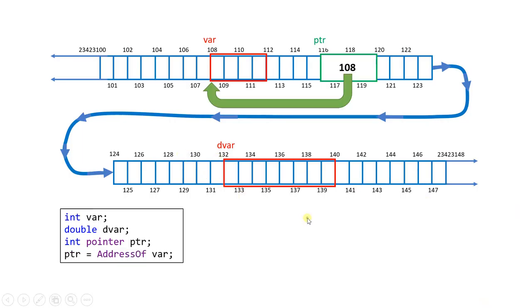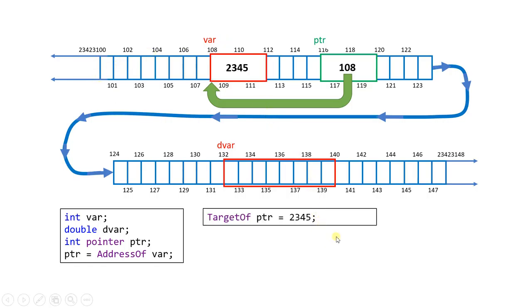Therefore, when I say its address of var, it's going to put it over there. It's not going to give me an error. If I actually try to put the address of dvar over there, it's going to say, what are you doing? It's a double. I only hold integers, integer addresses. Don't put a double address in me. It's going to actually give you an error or a warning. Okay? And therefore, everything else makes sense.